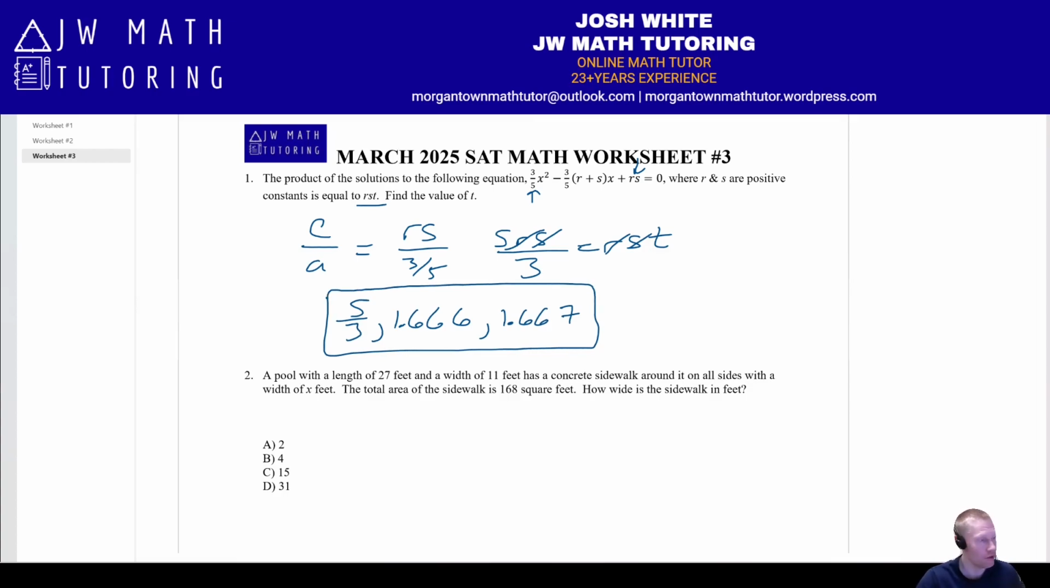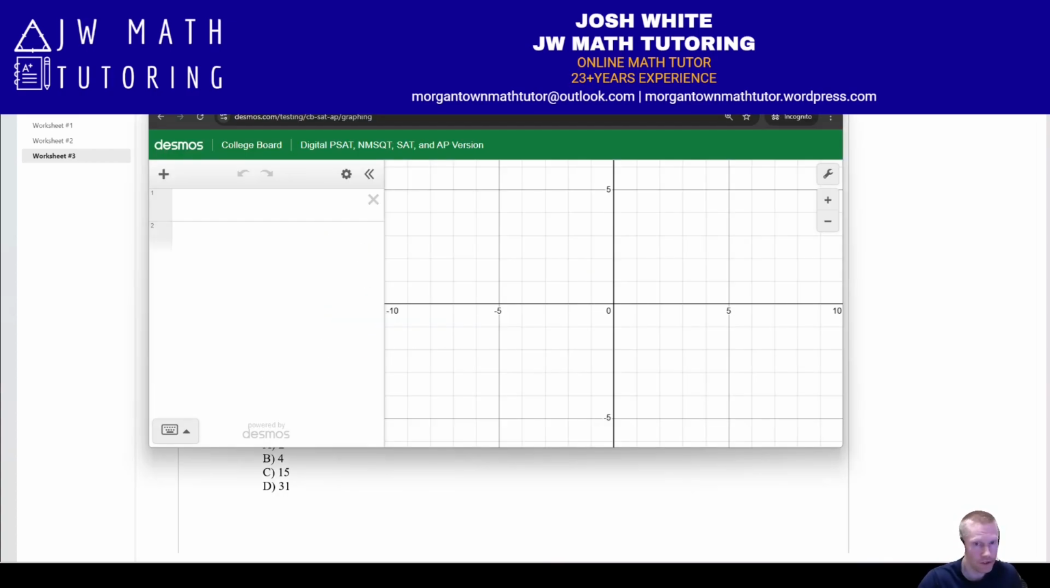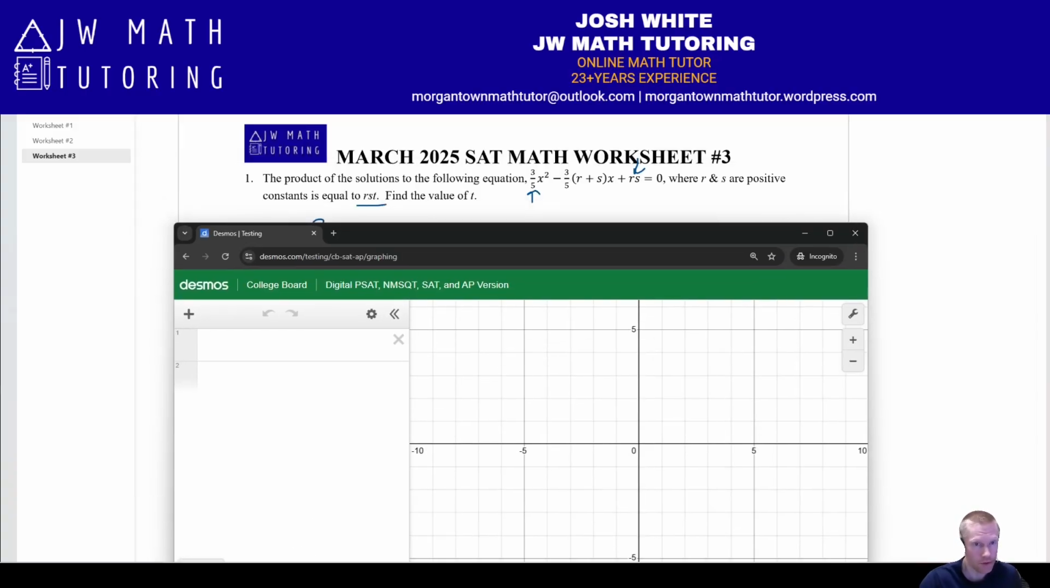Now, I will show you an alternate method you could use in Desmos. So what you would do is type out the full function itself. We don't need to necessarily set it equal to 0. We don't need the y equals, but whatever, I'll just add it there.